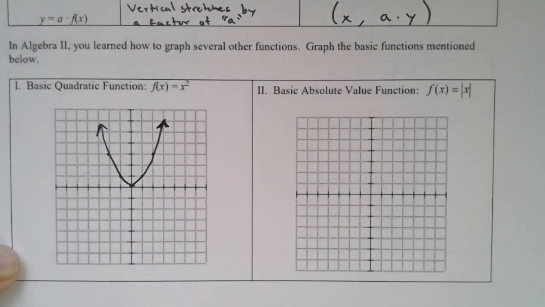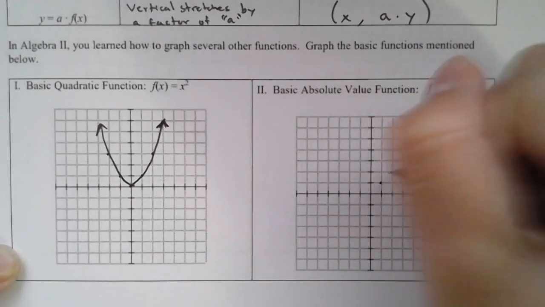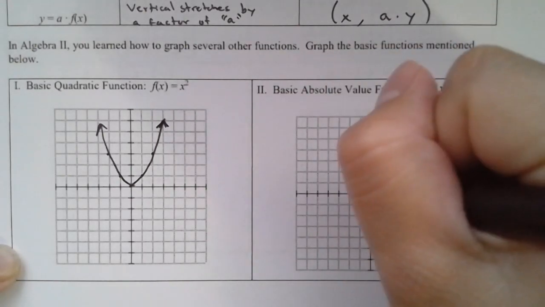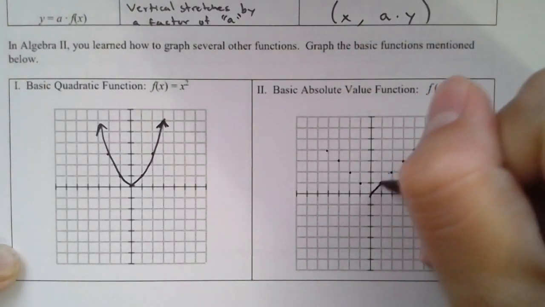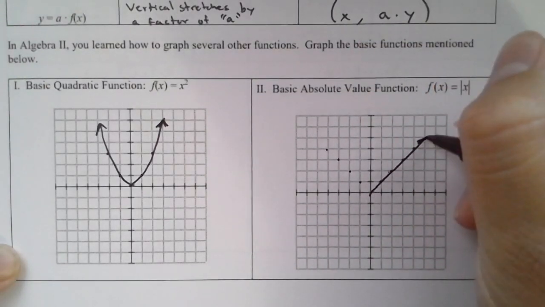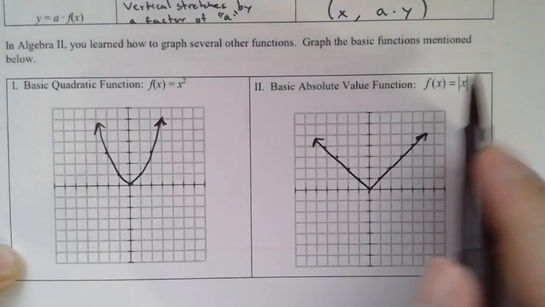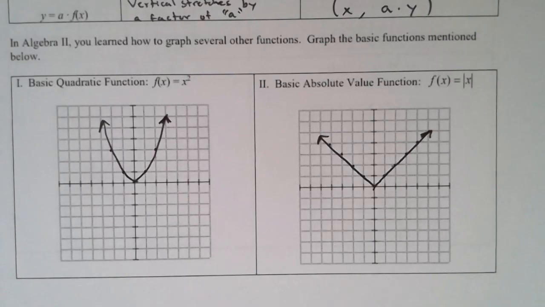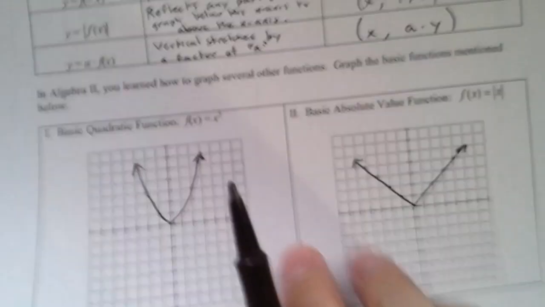Basic absolute value function. Recall these. They look like this. Here's the parent function for the absolute value, because again, your y values can only be positive unless there's a negative in the front that's causing a reflection. That's your absolute value function.